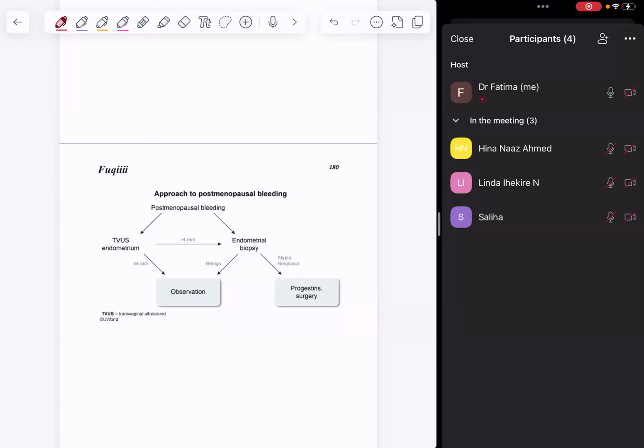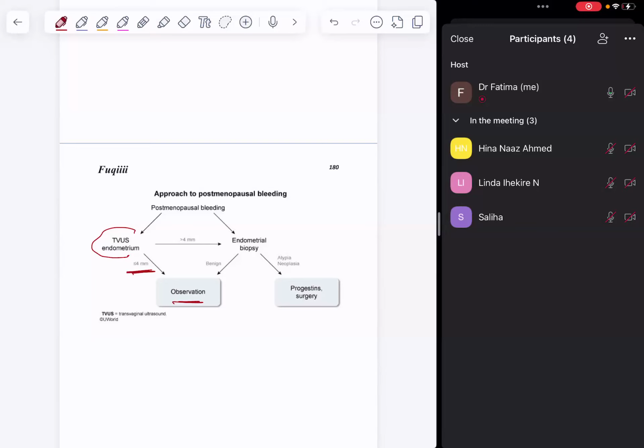So the first step you are going to do is to do transvaginal ultrasound and measure the endometrial thickness, the lining of the uterus. This is a safe, quick, and non-invasive method to decide who needs a biopsy. So if you have done the transvaginal ultrasound and your interpretation is endometrial strip is less than or equal to 4 mm, there is a very low risk of cancer, so you can simply observe the patient. No biopsy is needed until bleeding reoccurs.